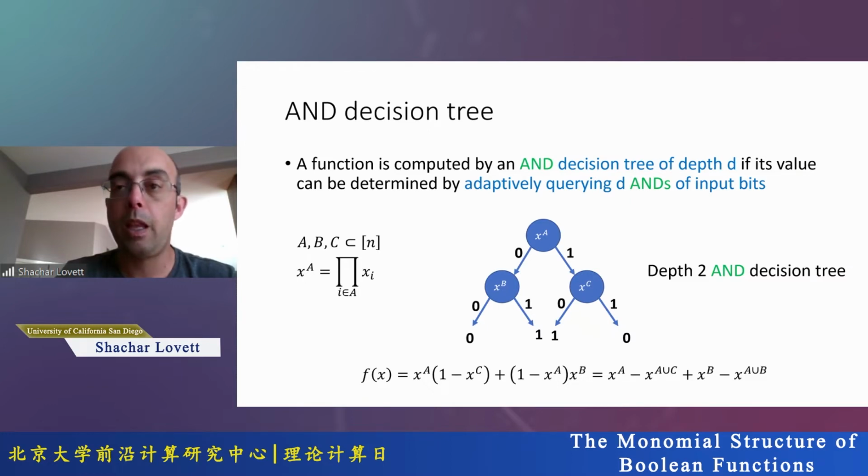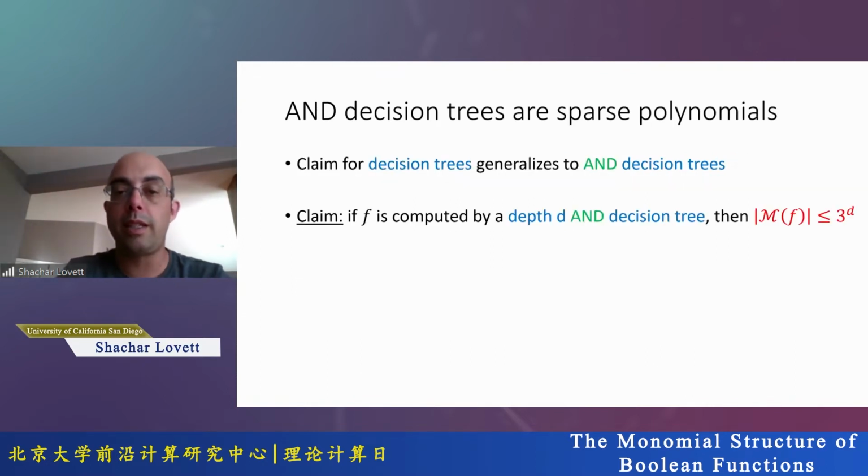Okay. So it shows that in this decision tree model, if the complexity that we care about is the number of monomials, then we could replace querying bits with querying ANDs of bits. And now this model generalizes both the AND function, which is just querying a single AND, and it also generalizes decision trees, which said we're allowed to query only bits, not ANDs of bits. So you can sort of take this claim I showed you before, and basically by the same proof, you can prove that if f is computed by a depth d AND decision tree.